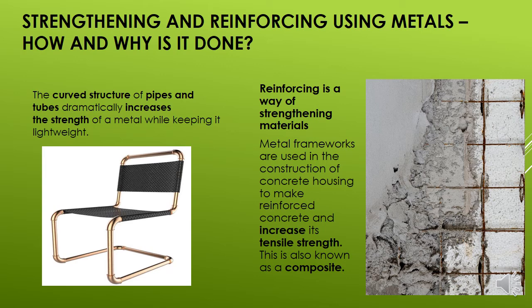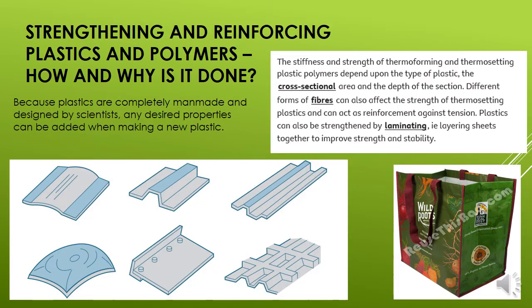By curving metal, if you look at that chair, you can see it looks like it's made out of pipes, you know, water pipes. They've been curved on the corners and structured in such a way that that would not break. It would take an awful lot to break that chair. So sometimes bending a material actually makes it stronger, and that's definitely the case of metal.